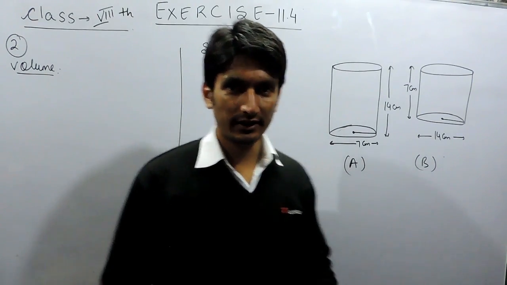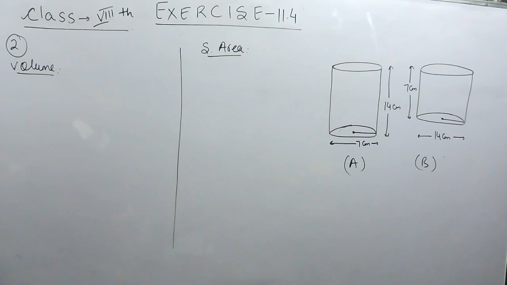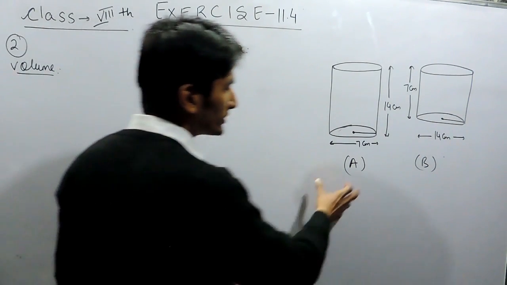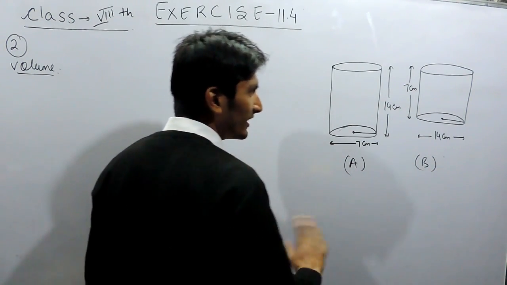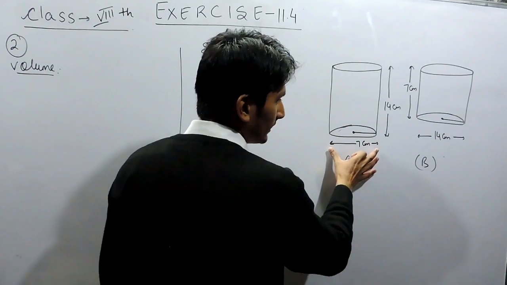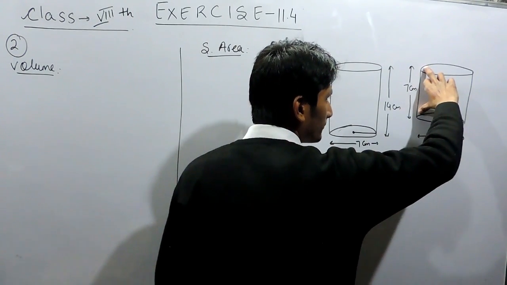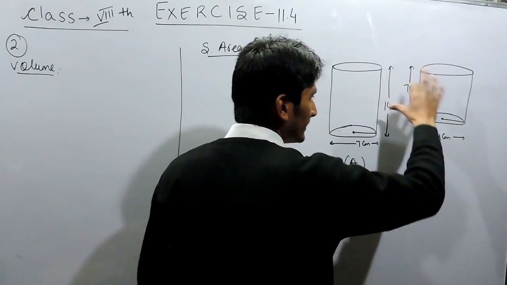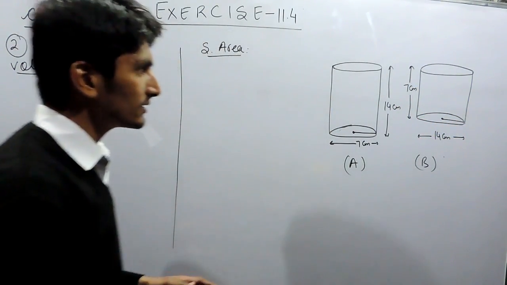Hello everyone, in this video we are going to solve question number 2 of exercise 11.4. In this question you are given two cylinders and the dimensions of these cylinders are interchanged. Means here the diameter of this is the height of this second cylinder and the height of this is the diameter of this second cylinder. So there are two parts in this.